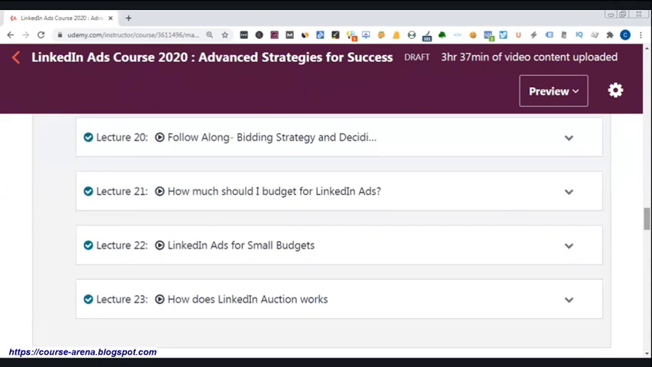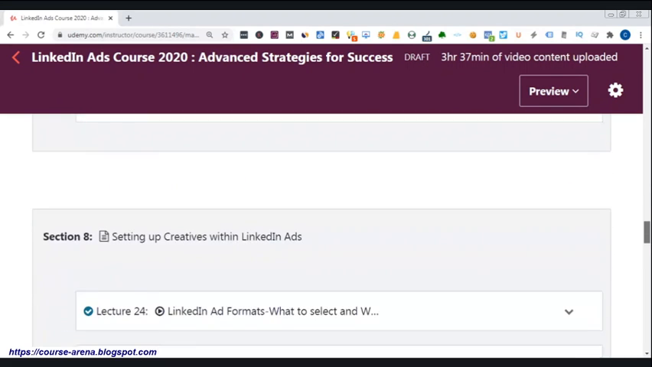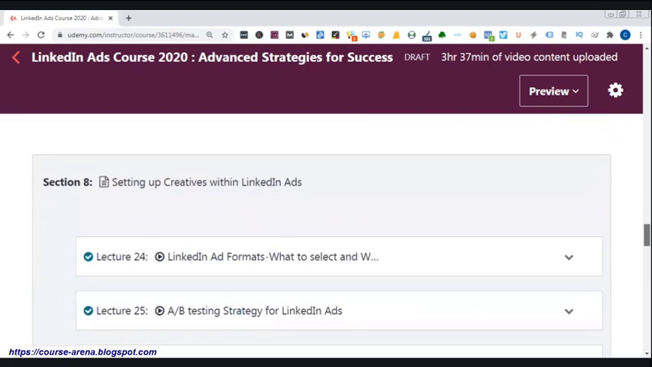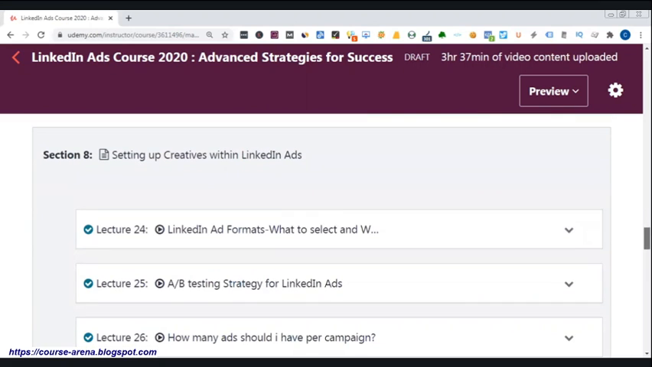If you have a small budget, what should be your strategy for that? How does the LinkedIn auction actually work? Then you'll be setting up creatives with LinkedIn ads: which LinkedIn ad formats, like single image ads, text ads, dynamic ads, carousel ads, and video ads, you should select and which you should avoid. And we will also be setting up the LinkedIn ads for the campaign that we will be developing.